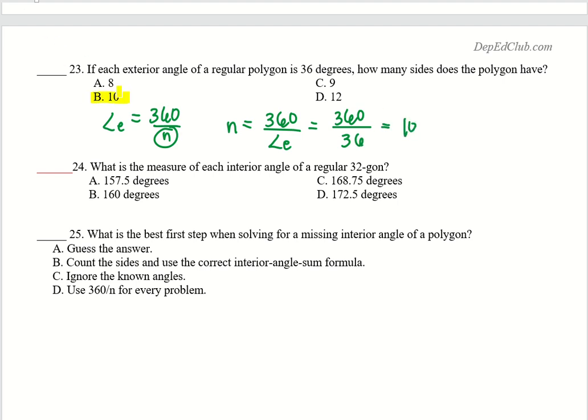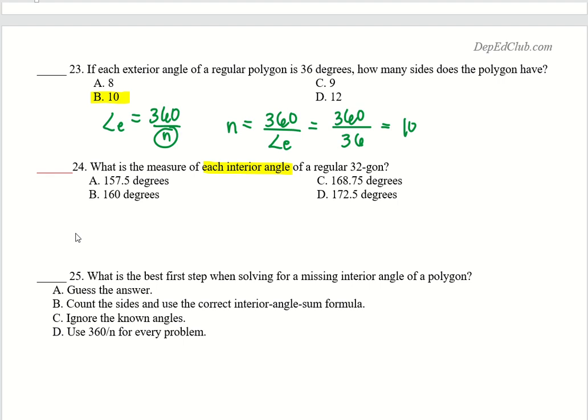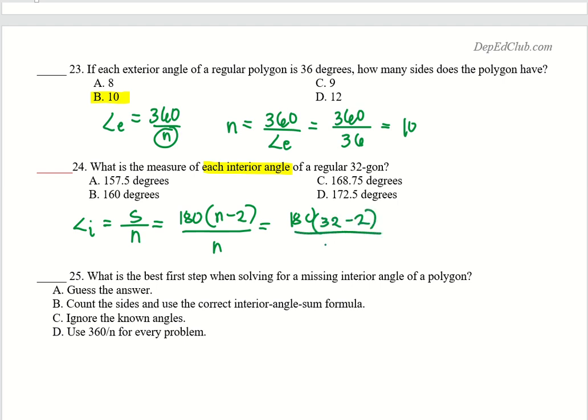Letter B. 24. What is the measure of each interior angle of a regular 32-gon? So they were asking again for each interior angle, not the sum. So for us to get the measurement for each interior angle, you have to divide the sum over the number of sides. So we'll have 180 times n minus 2 over n. So n is 32, so we got 32 minus 2 over 32. So we have 180 times 30 over 32.